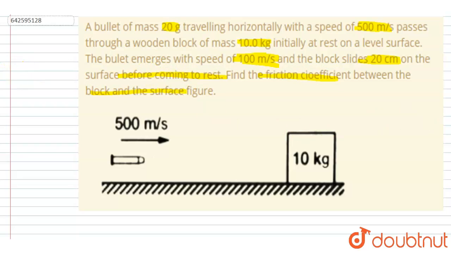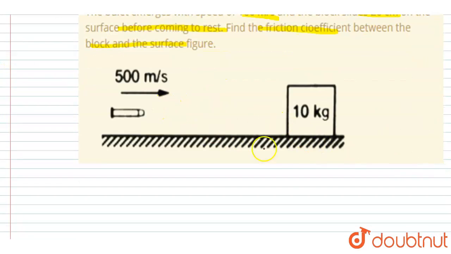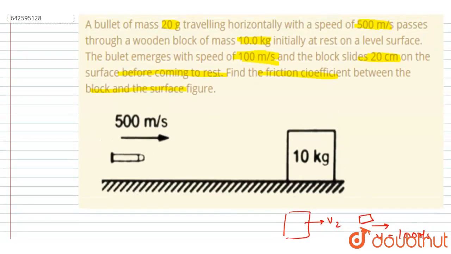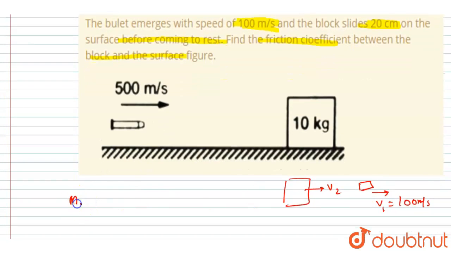So if you see, this is the initial situation before the strike, and after striking the block started moving with velocity v2 and the bullet has a velocity v1 that is given in the question. It is 100 meter per second, and the mass of the bullet is 20 gram, right? So I will write m1, that is the mass of the bullet, is 20 gram. So I will divide the 20 by 1000. So 20 by 1000 is 0.02 kg, and the mass of the block is 10 kg.